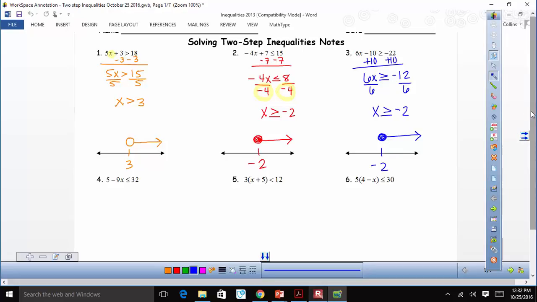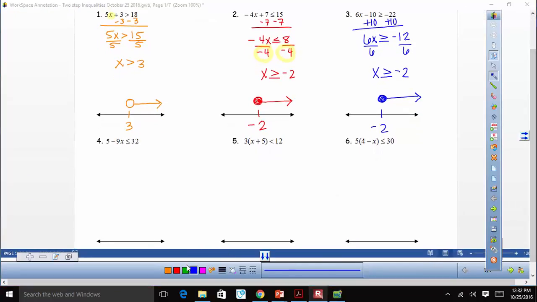Okay, do I have any questions so far? No? Okay. So in number 4, again, we're trying to get x by itself. So Jordan, what would you do first to get x by itself? Subtract 5 from both sides. That would give me negative 9x is greater than or equal to, what is 32 minus 5? 27. Very good. Okay, what would you do next, Jocelyn, to get x by itself?